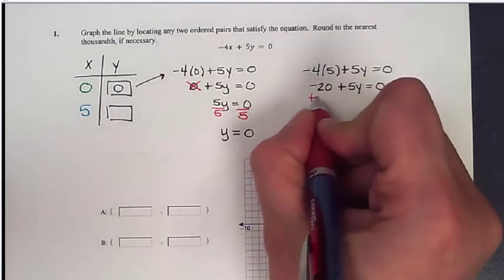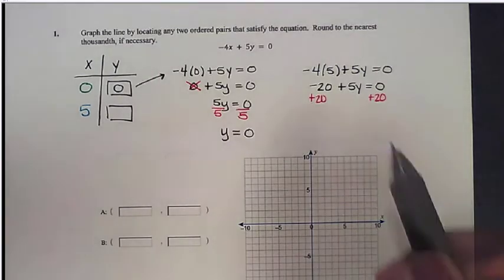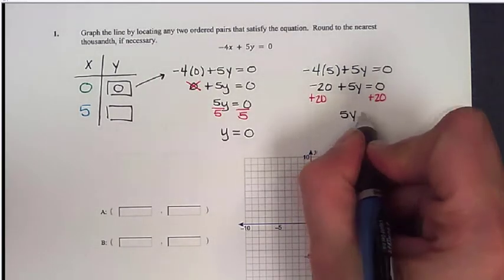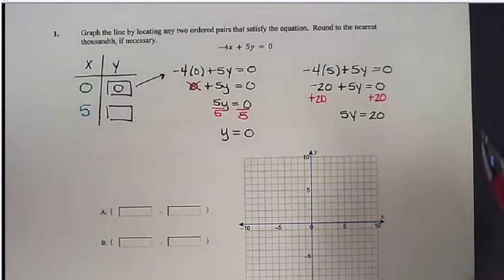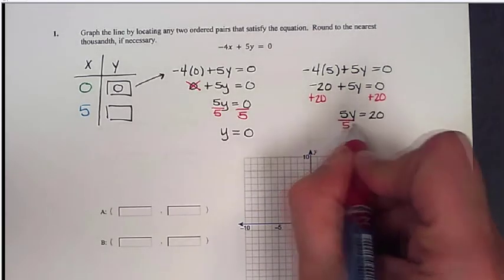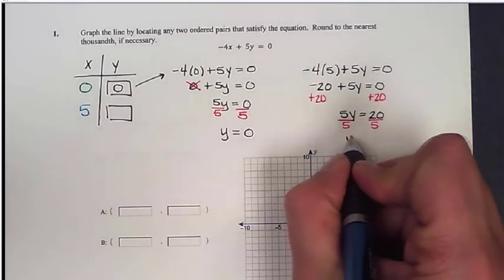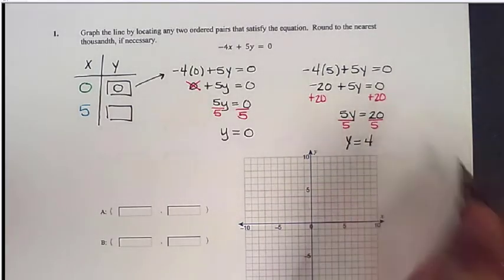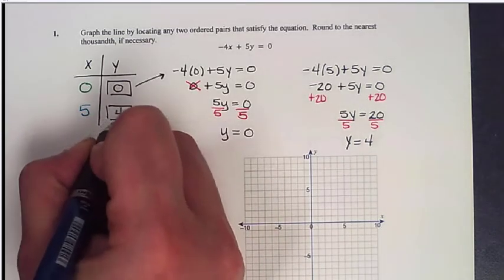I'm going to add 20 to both sides. So 5y equals 20. And then lastly, I'm going to divide both sides by 5. And y equals 4. So when x is 5, y is 4.